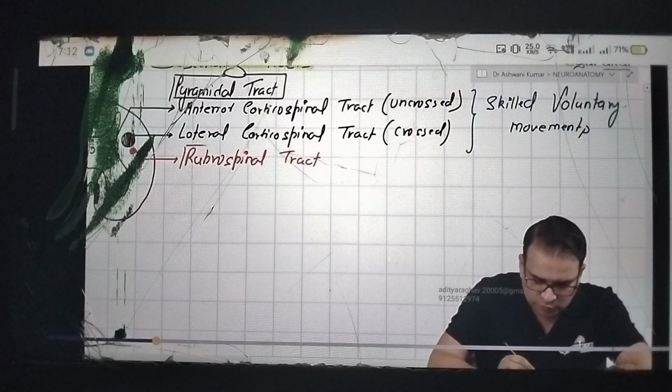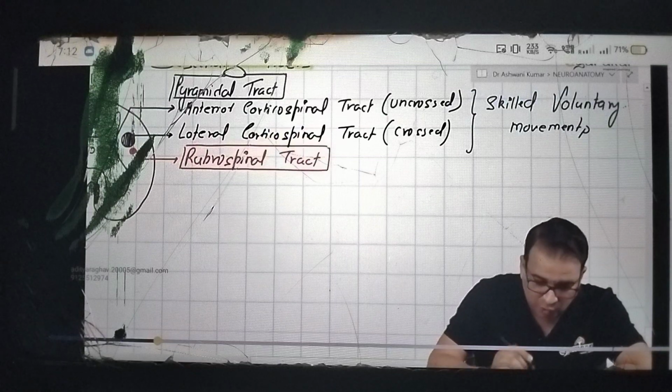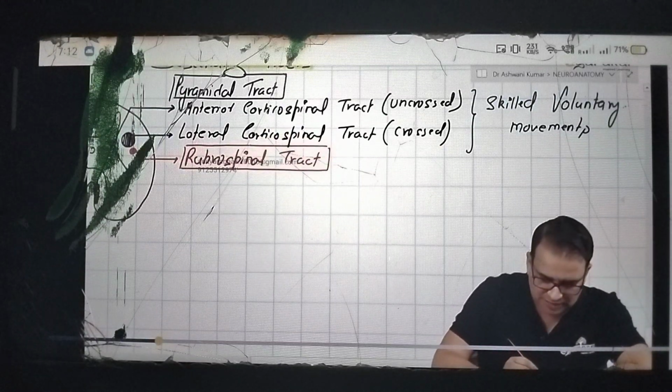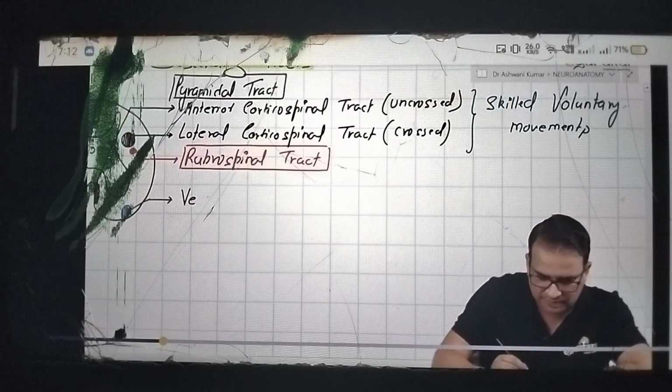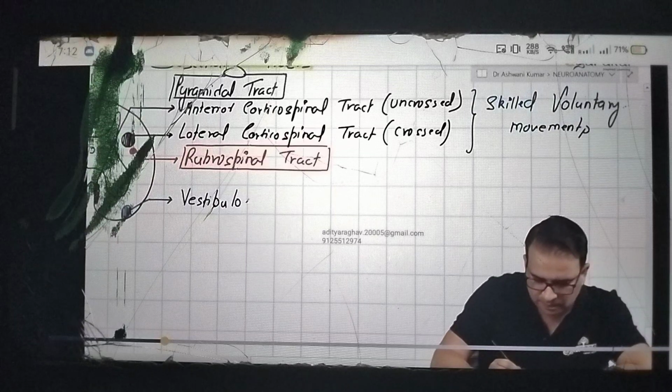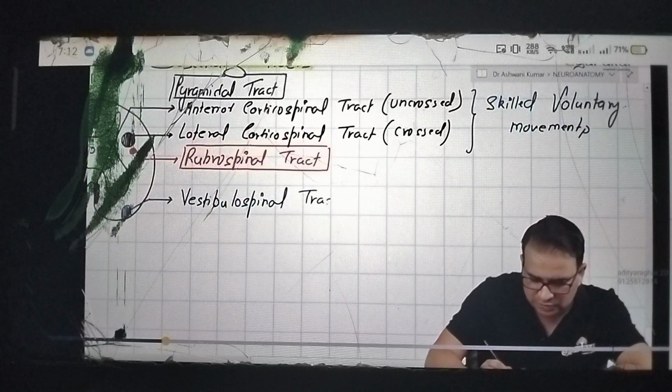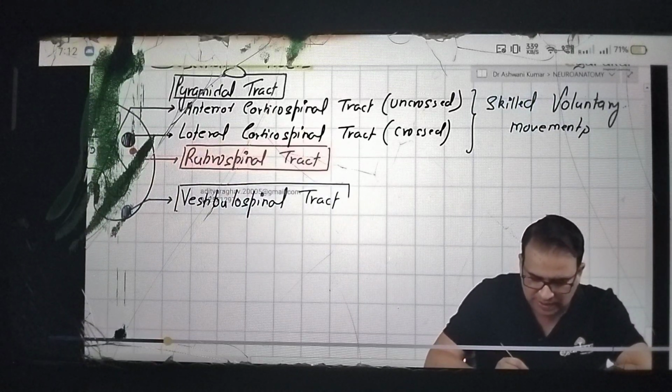Now, if I tell you about the function of the rubrospinal tract, it will be interesting if we discuss it along with another tract which is present very much on the anterior side here. And guys, this tract is coming from the vestibular nuclei, so obviously the name will be what? Vestibulospinal tract. Now, there is an interesting discussion. We got a rubrospinal tract and we have a vestibulospinal tract.